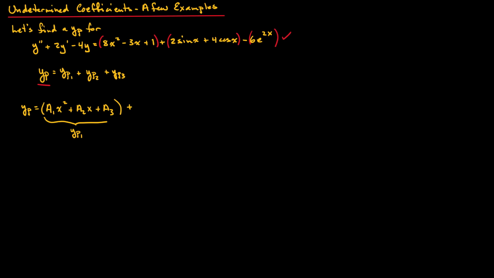Now recall from the table in the previous video that if we have the summation of two sinusoidal functions, then we should propose something that is also the sum of two sinusoidal functions, one sine and one cosine. So this will constitute yp2. And then finally we have an exponential term, and so we will just say that we have c e to the 2x. And this will be yp3.